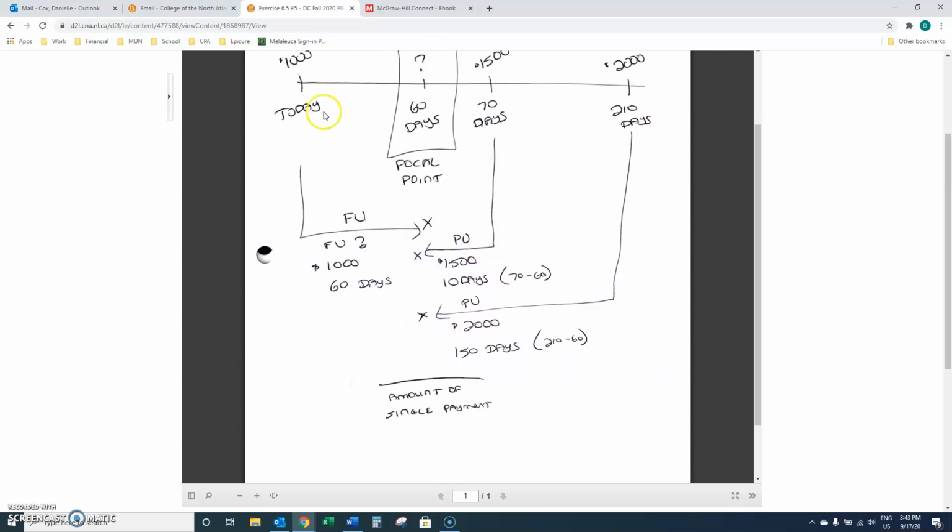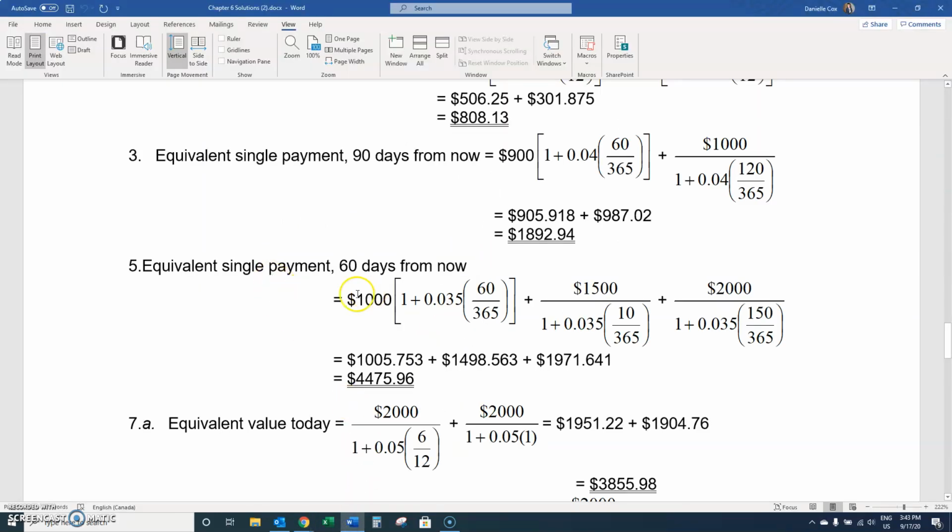Now that we've figured this out, we know. In this chapter, we've looked at how to calculate the future value and how to calculate the present value. The solution that was posted here uses the future value and present value formulas with the 3.5% and with the 60, 10, and 150 days. Again, it's important to understand these formulas and know how and when to use them, but for the purposes of testing, you're going to have to become familiar with your calculator.